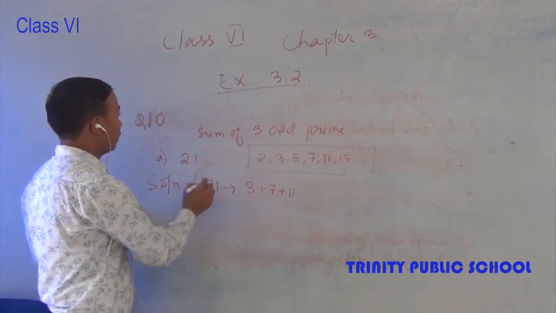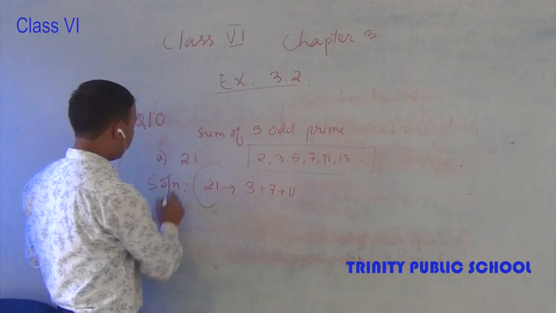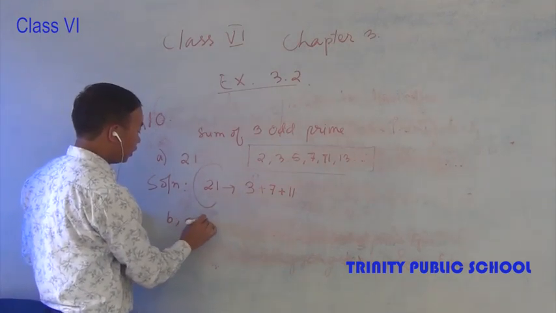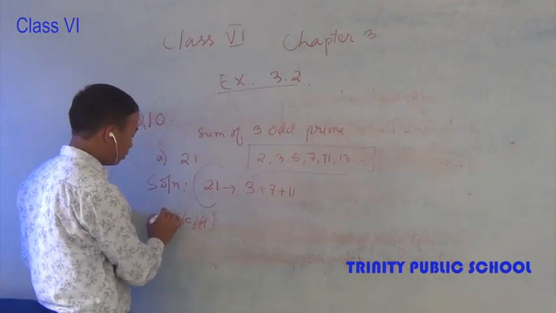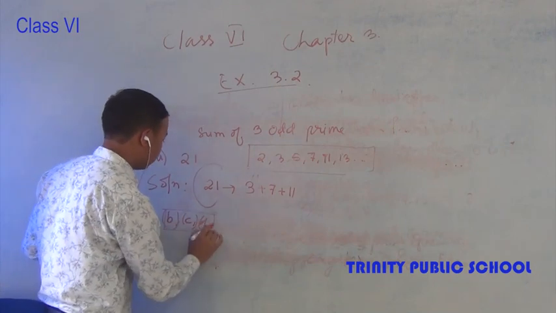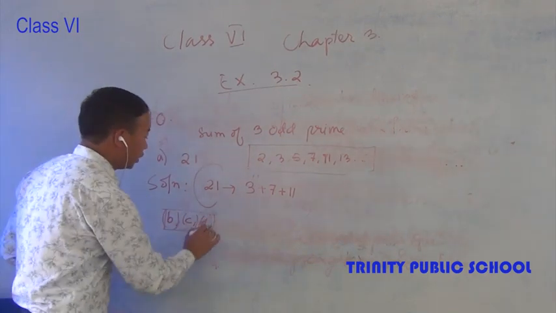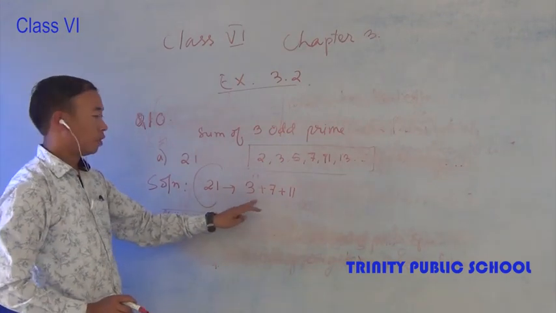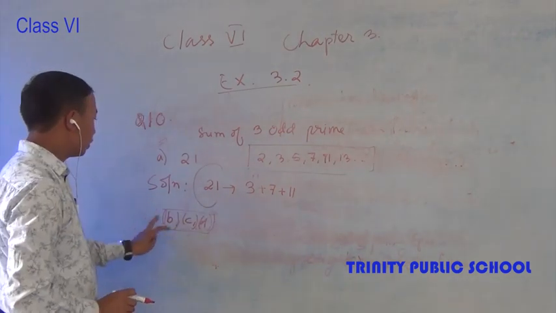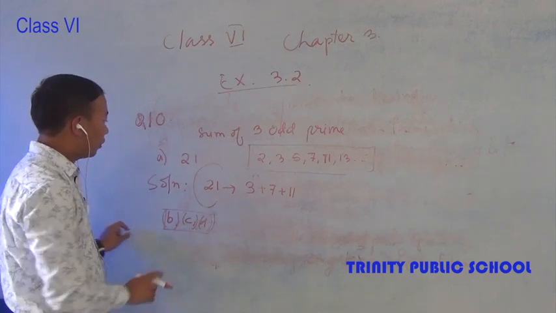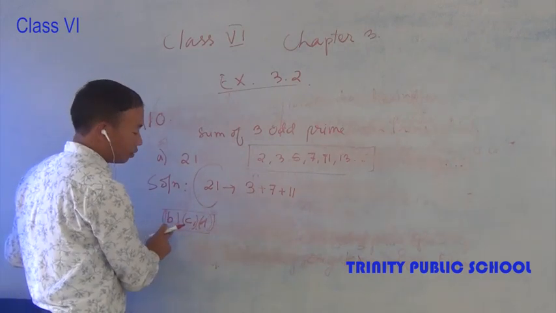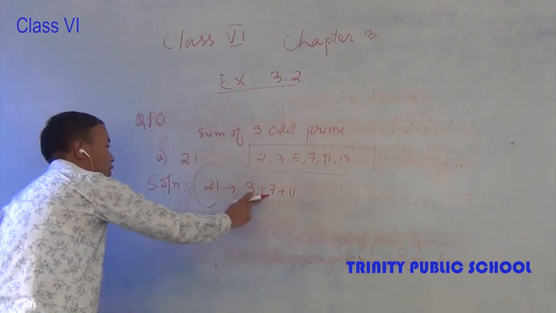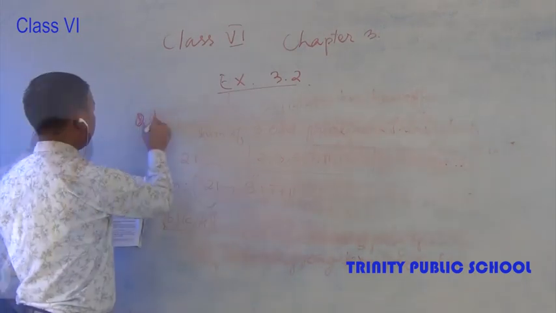Okay. Do questions B, C, D as your exercise. Try to express the given numbers in the form of 3 odd prime numbers. Okay? Copy this, note this one. You have to try to express the given numbers B, C, D as the sum of 3 odd prime numbers. Question number 11.